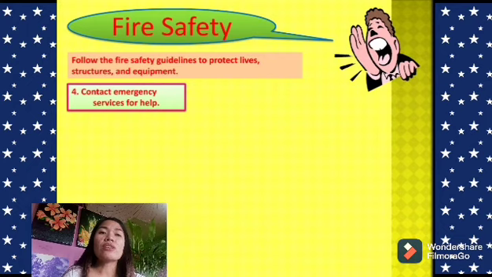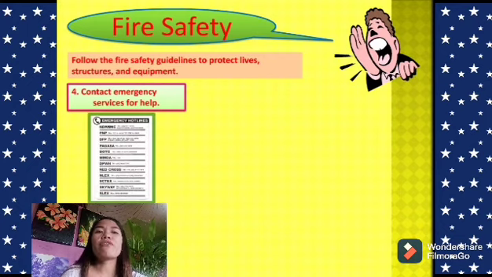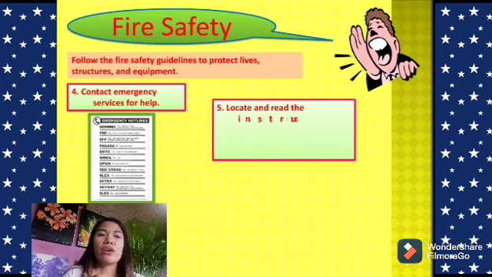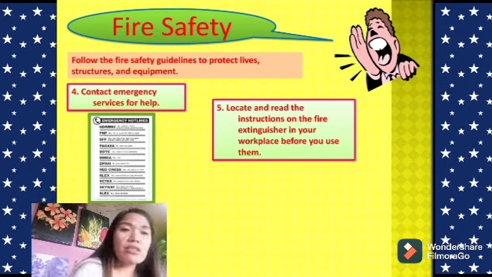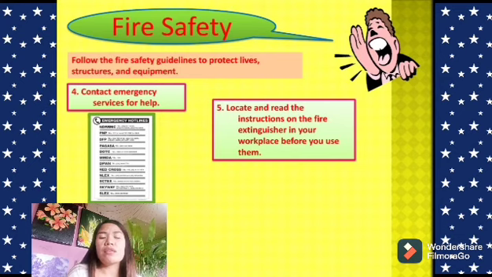Next, contact emergency services for help. So, every building should have emergency hotlines. So, everyone should know where to call. Okay, then what would be the specific numbers of the emergency hotlines? If possible, it must be pasted in areas which are visible and easy to see during emergencies.